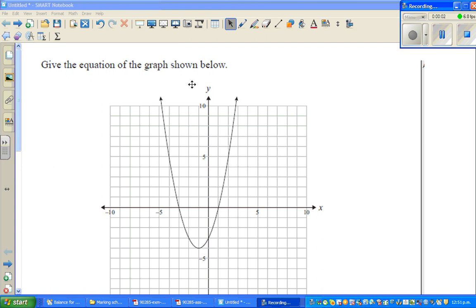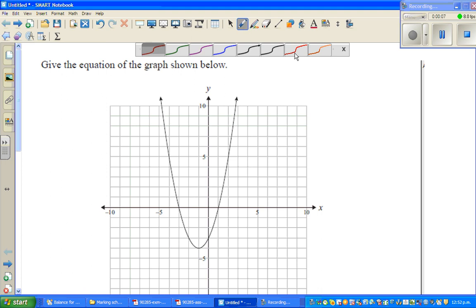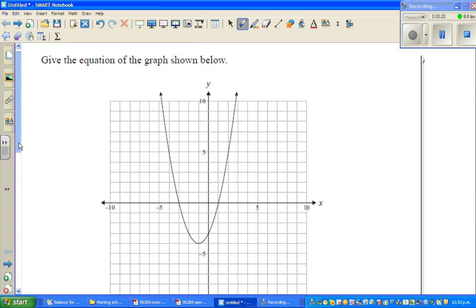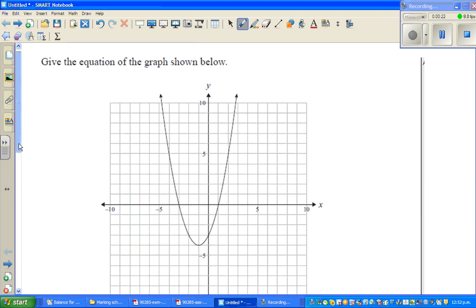Let us look at this question. What does it say? Write the equation of the graph below. Now, for level 2 or year 12 students, you should know this is a parabola. There are different ways of writing the equation of a parabola, and I am going to discuss two different ways.